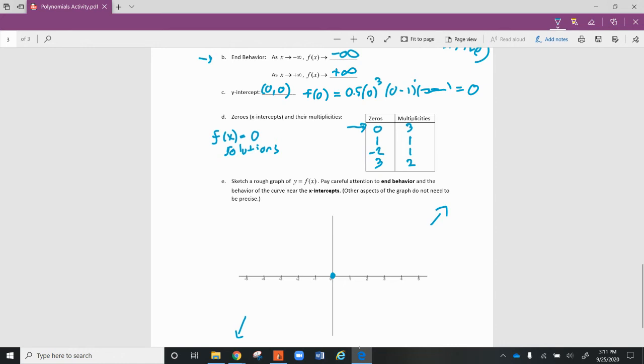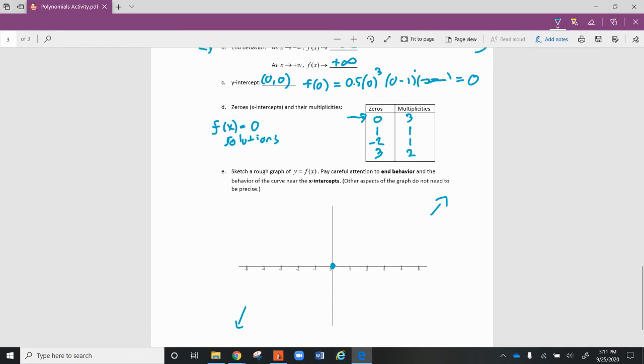And it's cubic right there, which is interesting. That's going to tell us something about the shape. But let's get the other zeros in first. So I'm going to plot all of my x-intercepts. I have one at 1, and I have one at 3, and I have one at -2, which is over here. So there I've got all the zeros plotted.